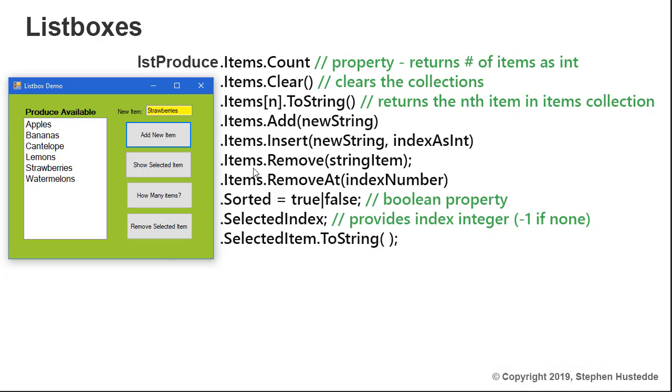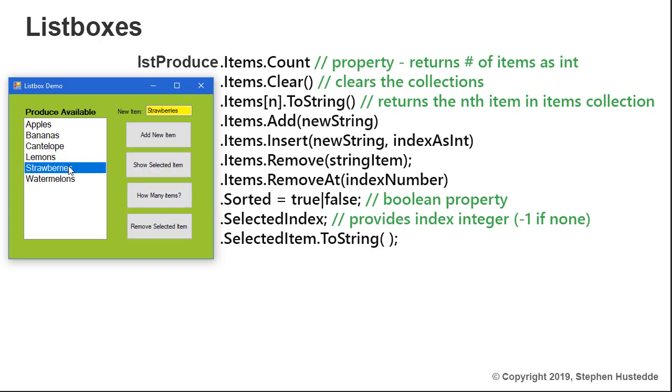There is a remove method as part of the items collection, and there I just simply tell it what I want to remove. What's the text? It's got to match. It's usually easier to use RemoveAt and to say items.RemoveAt and give it the index number. We can retrieve an item that the user has selected.